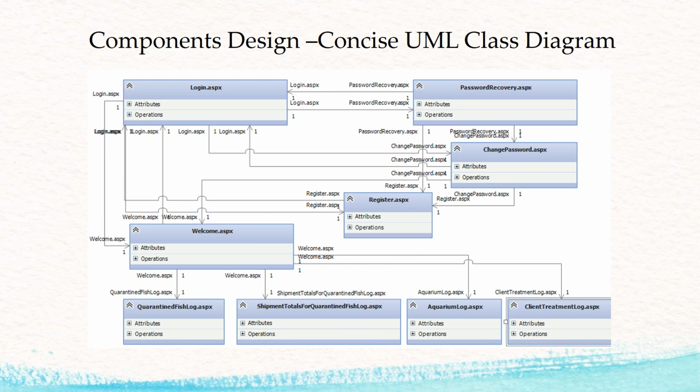Here is a concise diagram showing the user will start at the login page. If the user is not a member, they can register. If they forgot their password, they can recover it. Once successfully logged in, they will be viewing the welcome page where they can select a desired log below. The next slides will show the main GUIs: login page, the welcome page, and the 4 logs.